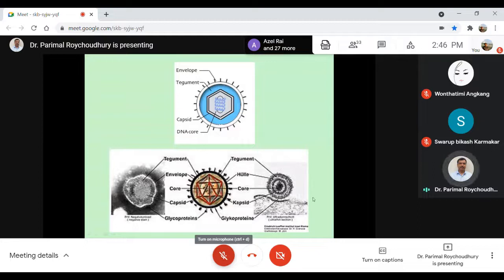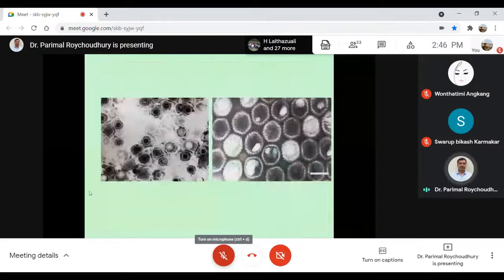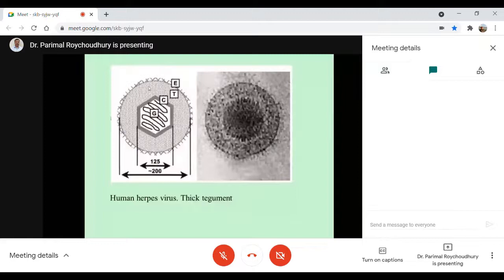This is a real electron microscopy. On both sides you can see how they appear, and at the center is a schematic diagram of this herpes virus. So this icosahedral capsid has 150 hexons and 12 pentons, typical of an icosahedron of 162 capsomers. These are some of the electron microscopic views of the purified virus material. And this is another picture showing how big the tegument might be, which is usually not present in other groups of viruses. Here, a very thick layer of proteins gets deposited surrounding the capsid, called the tegument.